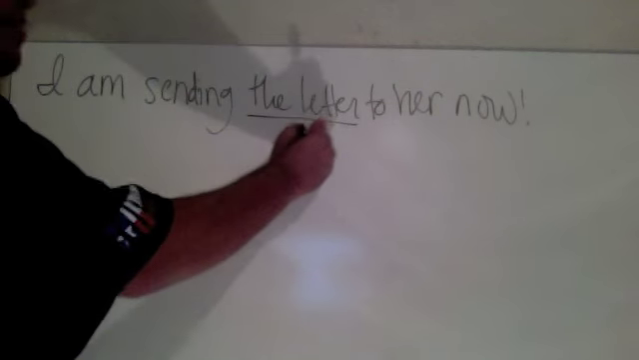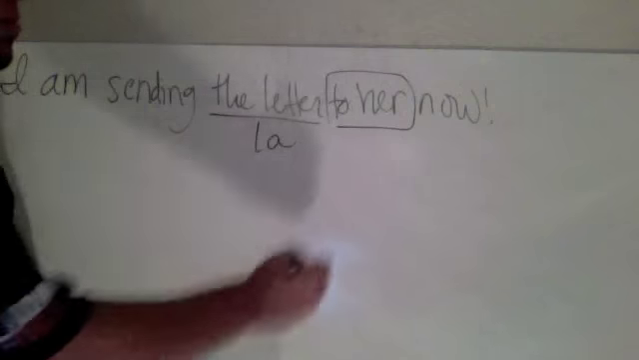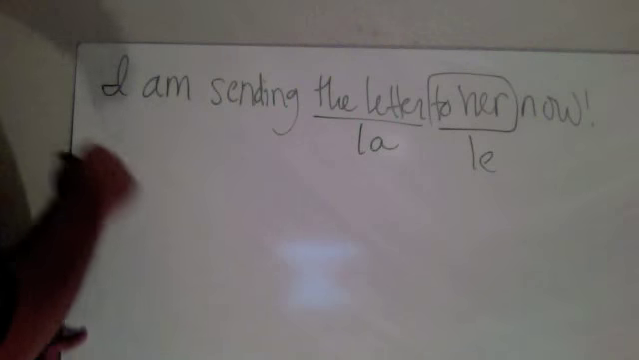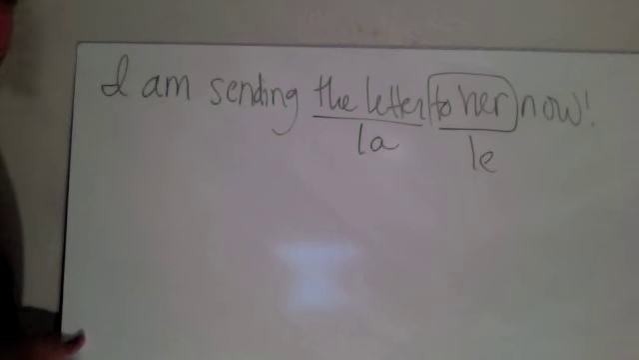Here's our next sentence. I am sending the letter to her now. In this sentence, I'm going to use present progressive, but let's go over our steps first. Step 1. What is your direct object? It's still la carta, so it's going to be la. What's your indirect object? Still to her, which is le. We've done step 1 and step 2. Step 3 is to translate the sentence without the pronouns. I am sending. Like I said, we're using present progressive.